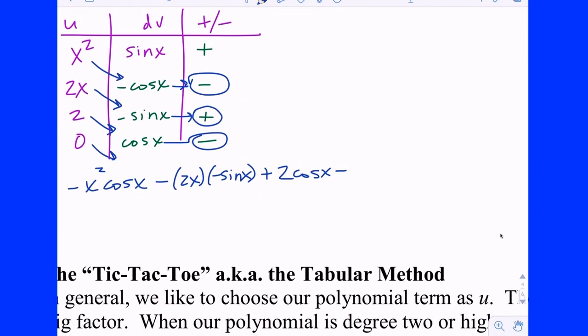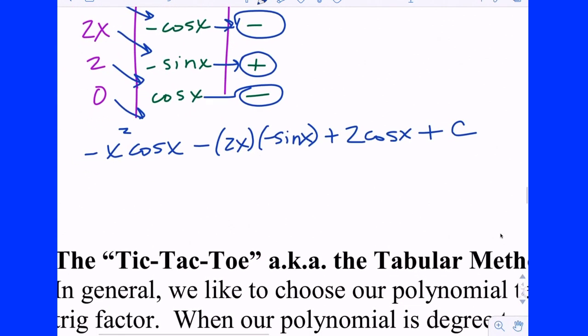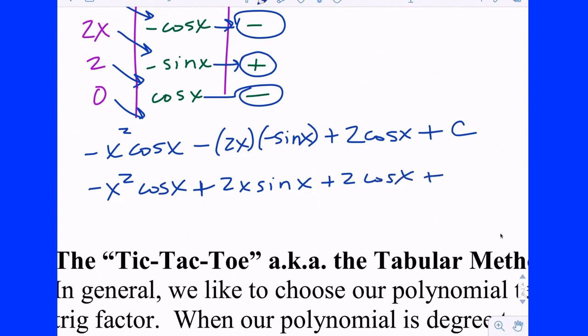Your next diagonal would be 0 times whatever. Once you hit 0, that's what's nice about using x as u, it's done. So then you can kind of backtrack. You don't need the minus 0. You just put plus c. You don't need the zeros there forevermore. And then, of course, you simplify. Negative x squared cosine of x. This does turn into a plus 2x sine of x. And then a plus 2 cosine of x plus c.